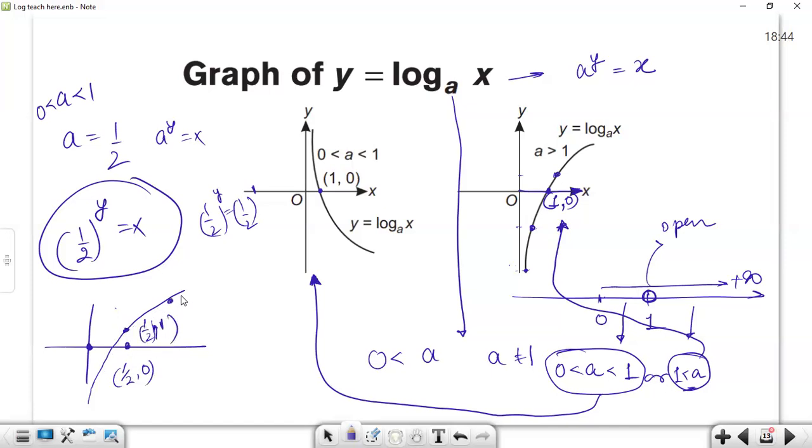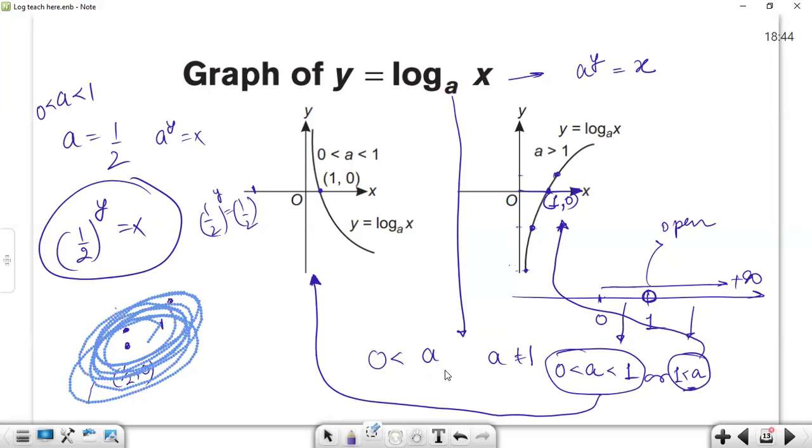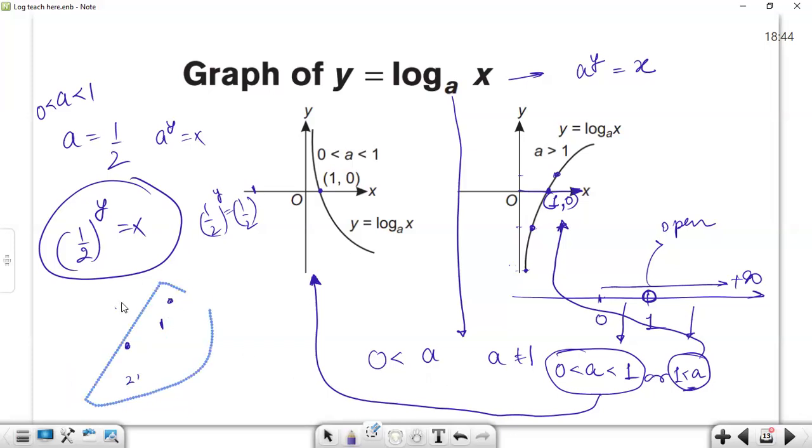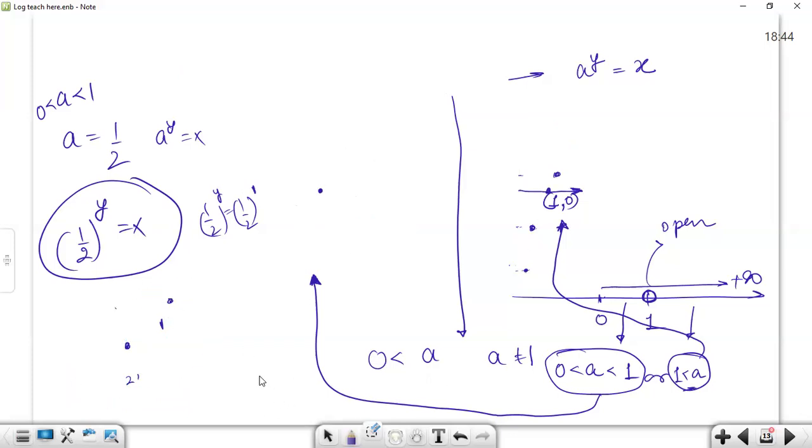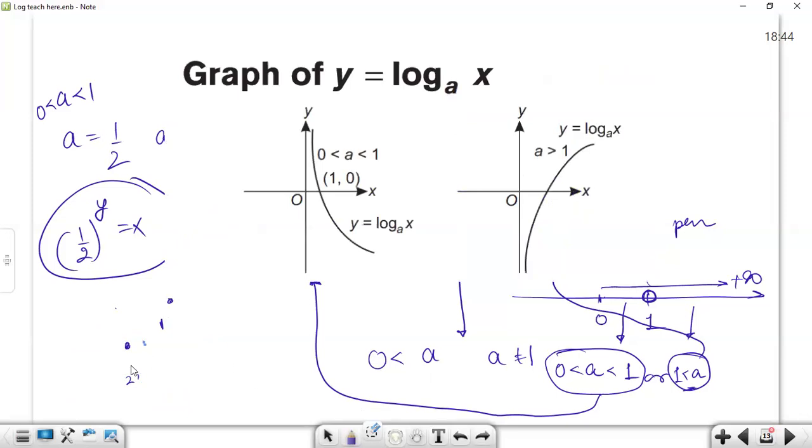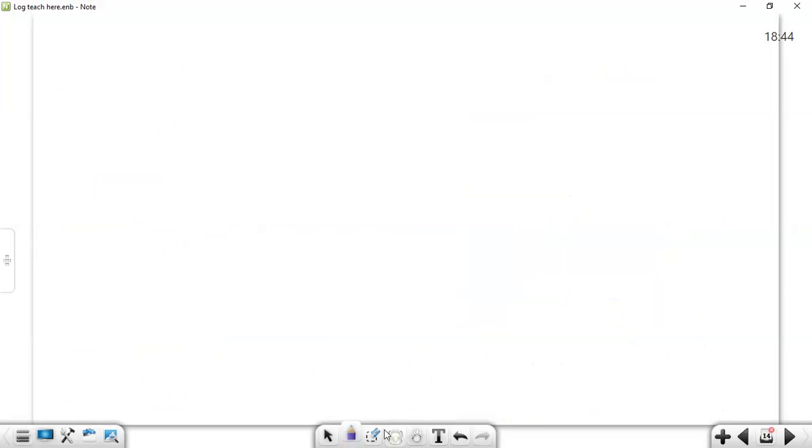Sorry, I made a mistake in drawing the graph. So now let's again draw the graph on the next page to be better.